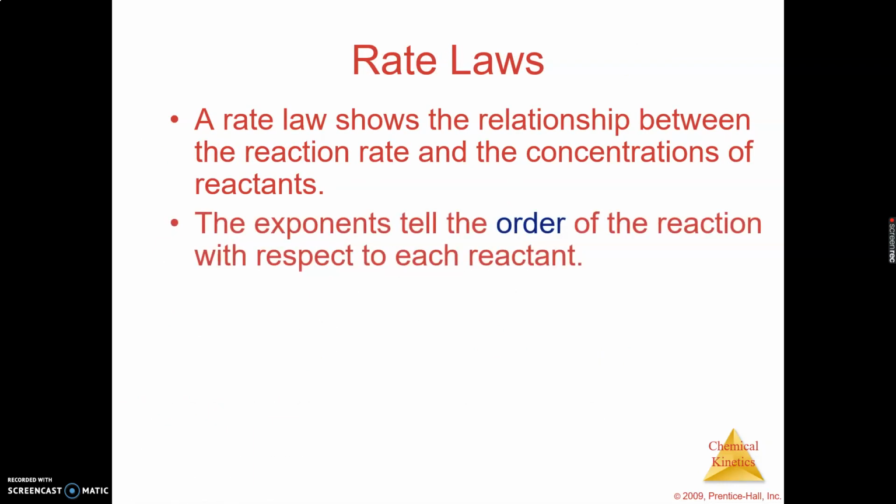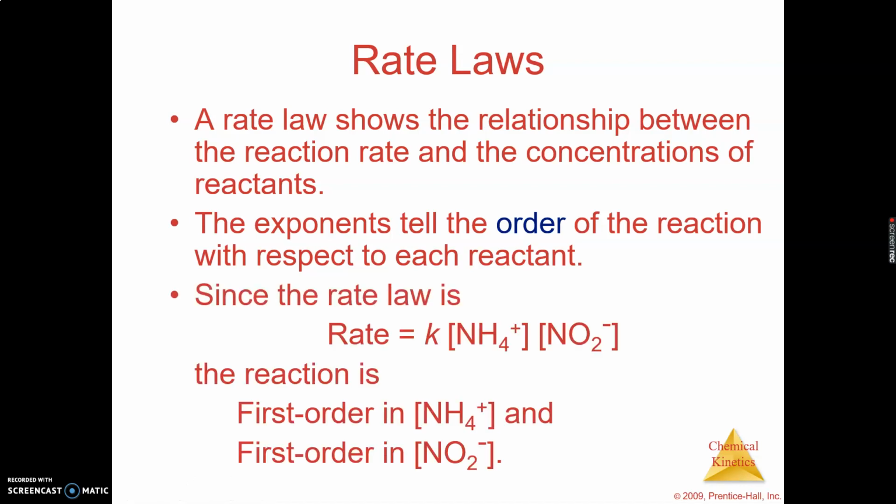And so the rate law shows the relationship between the reaction rate and the concentration. So again, if it doubles or quadruples or whatever, how does that affect the rate? And what is the exponent? So the exponent will tell you the order of the reaction with respect to each reactant. So since this is the rate law that we got, the reaction is first order with respect to NH4 plus and first order with respect to NO2 minus. Again, the exponent is 1.